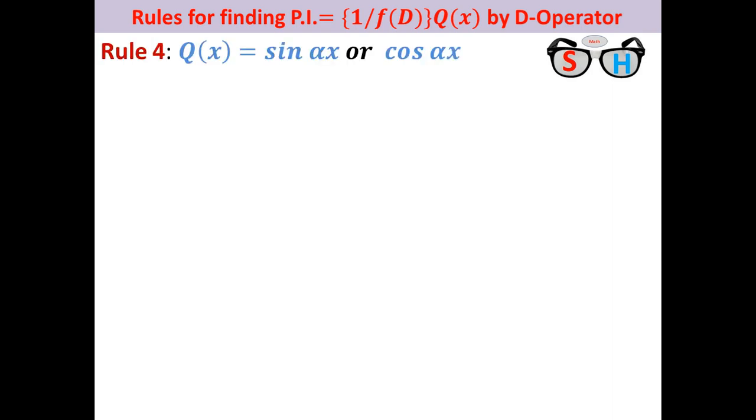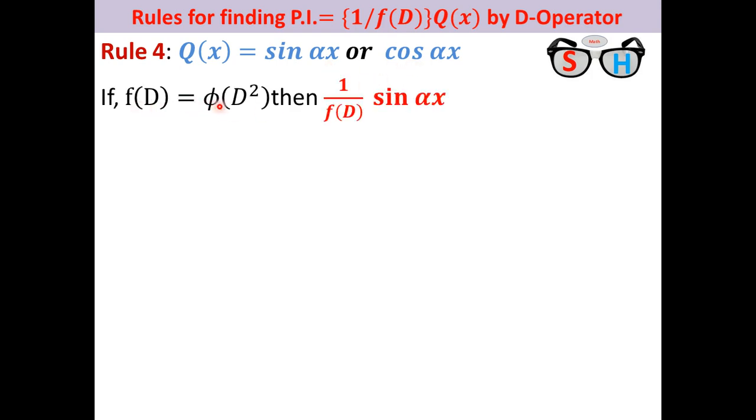Now rule 5. In rule 5 we consider Q(x) as a trigonometric function only: sin x or cos x, sin alpha x or cos alpha x. For this purpose we have to assume that 1 by f(D) equals a function of D square, phi of D square. If f(D) cannot be expressed in phi of D square, then we cannot calculate the particular integral directly by using that formula. We have to further calculate in another approach.